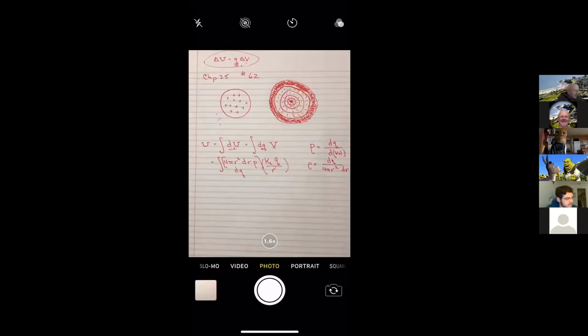Oh, okay. Wait. Okay, so what they did is they wrote Q in terms of rho. I see. Okay. Yeah, and I agree. I'm just not there yet. Okay. I see what you're saying.